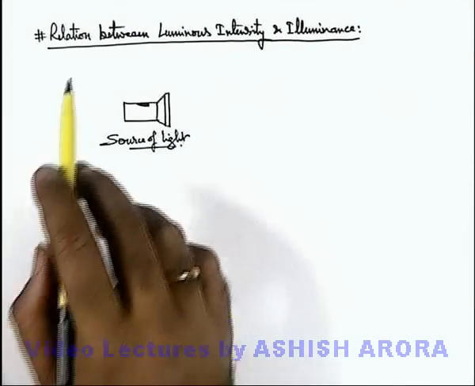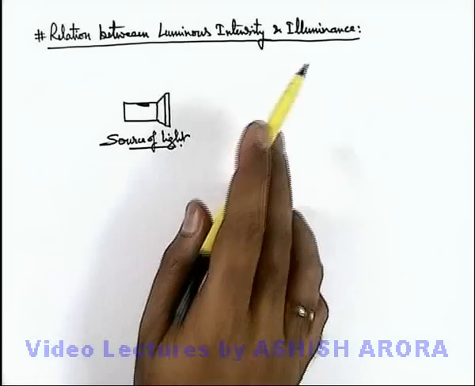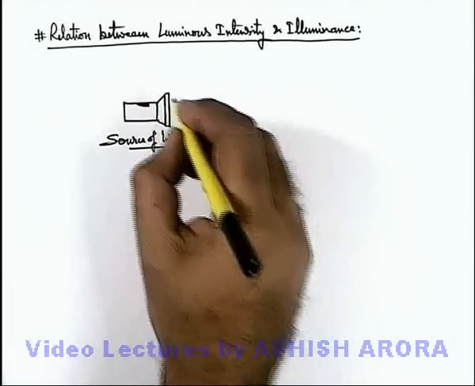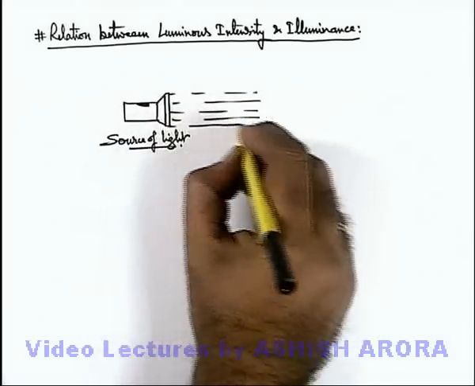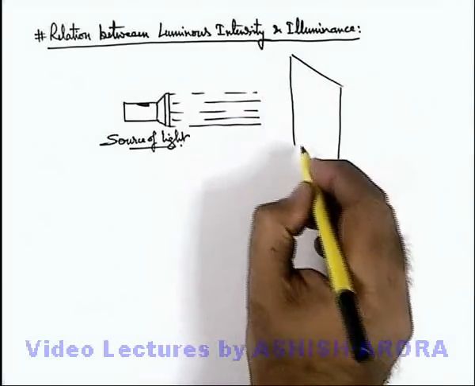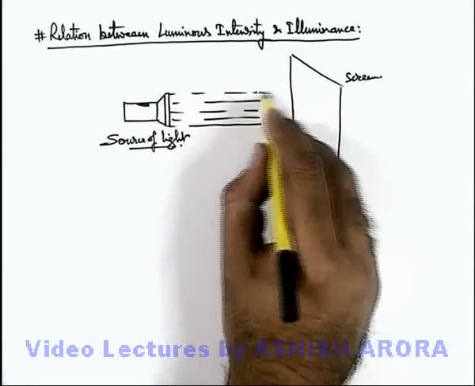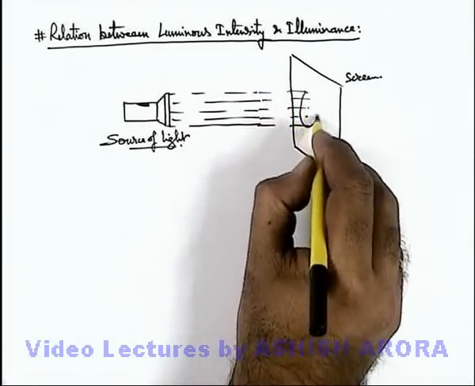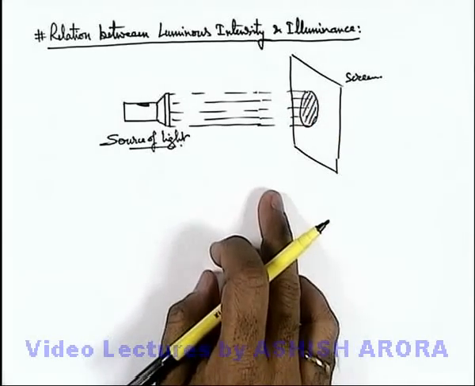Let us now understand the relation between luminous intensity and illuminance. And for proper understanding of illuminance, let us consider a source of light which emits a beam of light uniformly in a specific direction. And here in front of this light beam, if we place a white screen, this light beam will produce a circular spot on the screen which will be bright and produce illumination on the screen.